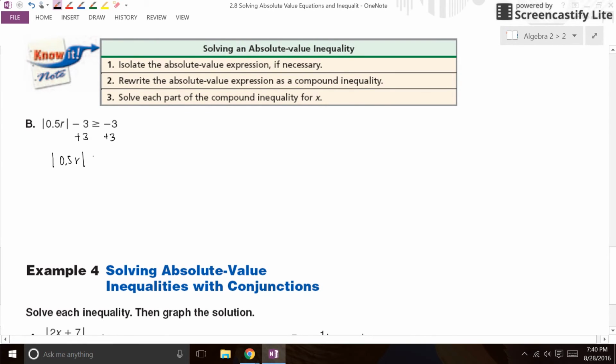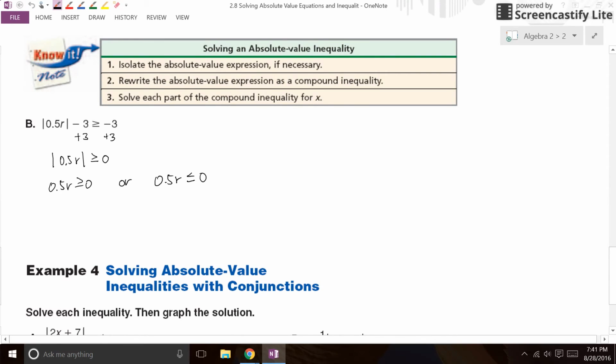0.5r is greater than or equal to 0. Oh, that's going to be a little tricky when I have to do the positive and the negative. All right, it's a more than problem, so it's going to be an or. So I'm going to copy it down once like it was, or, and then I'm going to say 0.5r is less than or equal to negative 0, which sounds really silly, but that's what it would be.